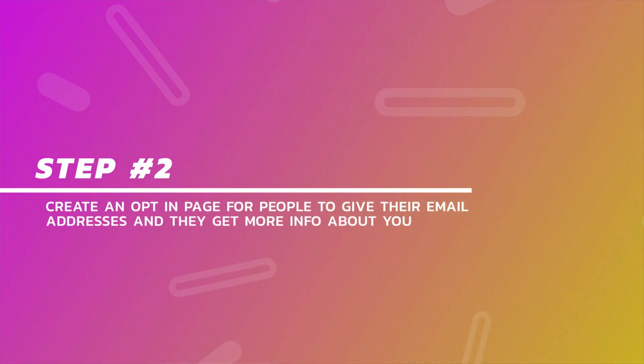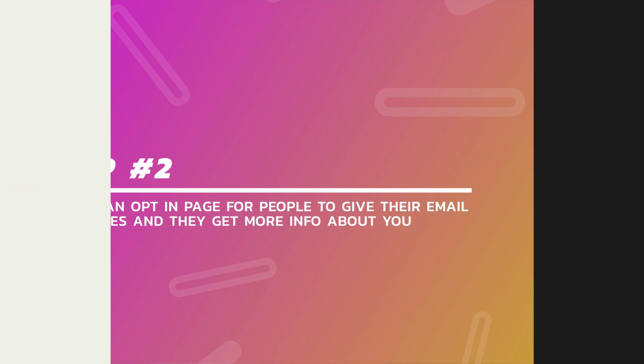Now, let's move on to step number 2, creating an opt-in page where people can give you their name and email, as well as find out information about what this is to actually sign up for it. Now, the tool that I use for this is called ClickFunnels, and it is a little bit pricey for complete beginners. It comes in at $97 a month, but it is very much worth it in my opinion, and you'll make way more than that back if you use it effectively.